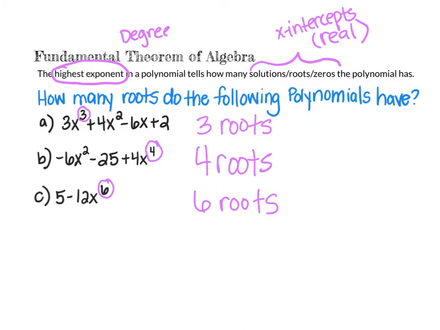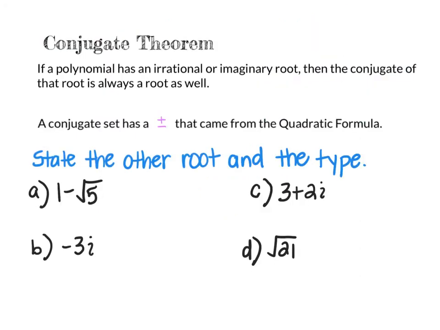All right, so just to summarize, the fundamental theorem of algebra says that the highest exponent tells you the number of solutions, roots, and zeros. Now, that does not necessarily mean that they're all real. That doesn't mean that they're not all real. It means that we have that many total, and it could be a mixture of real or a mixture of imaginary. And we will talk about how to determine how many real and how many imaginary coming up in our next few sections. All right, so our next theorem is the conjugate theorem.